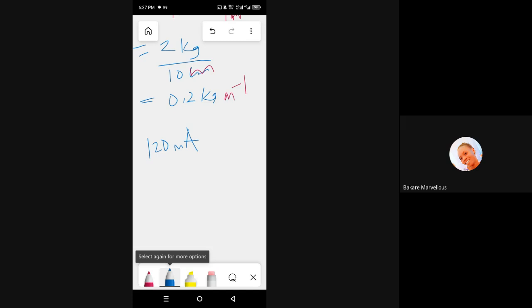120 milliampere is 0.12 ampere. That's okay. So how about 150 cm in meters? That is 1.5. Very good. That's 1.5 meters. So you've gotten that, so we can move on.